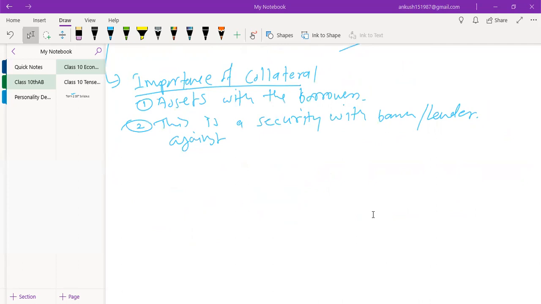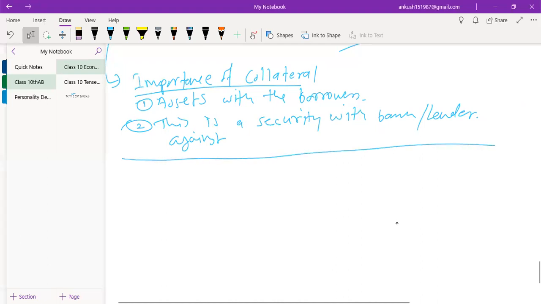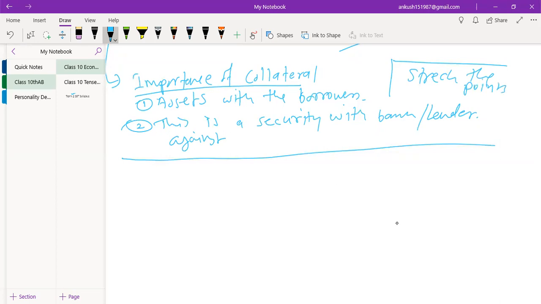So there may be a question asking you to explain the importance of collateral, or why the banks or the money lenders ask for, or demand, collateral. You should be able to write the answer in a proper way. These two points are very important, and you can stretch such points. What can you do? You can stretch them. I'm writing here, stretch the points.